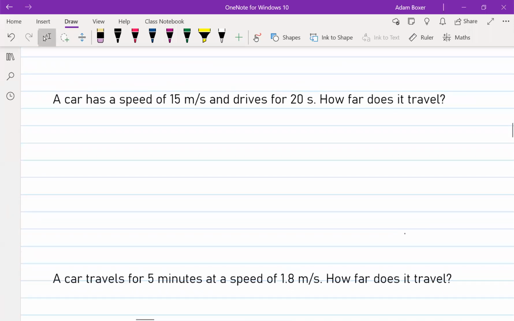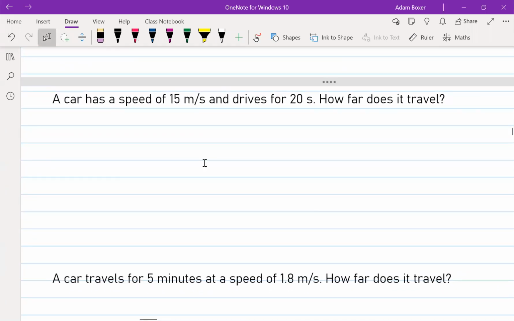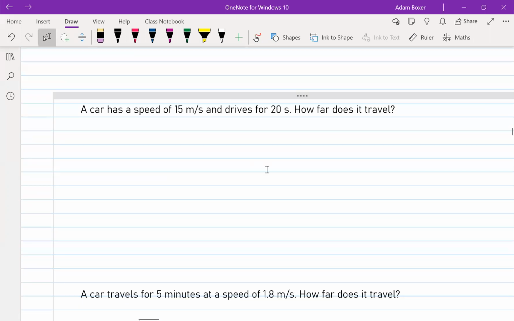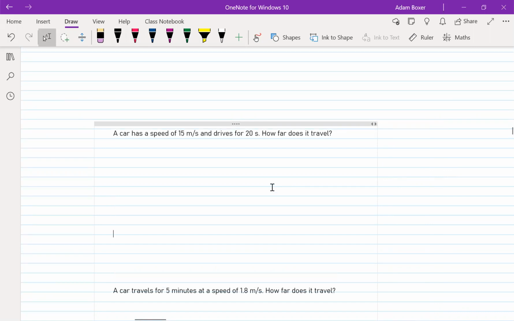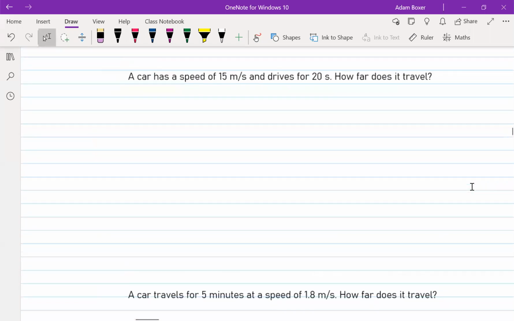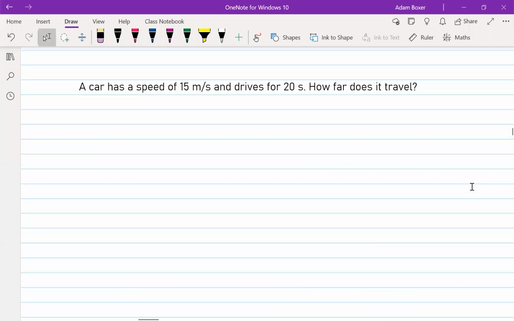Okay, so this is our first worked example. I'm actually just going to give myself a bit more space here. Okay, there we go. Right, so we've got a car that has a speed of 15 meters per second and drives for 20 seconds. How far does it travel?